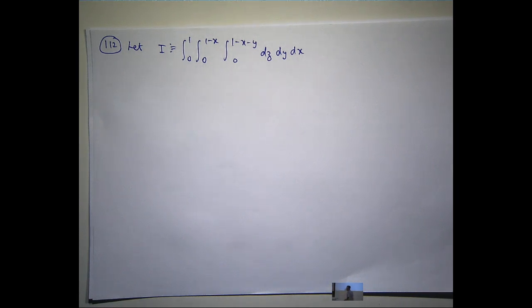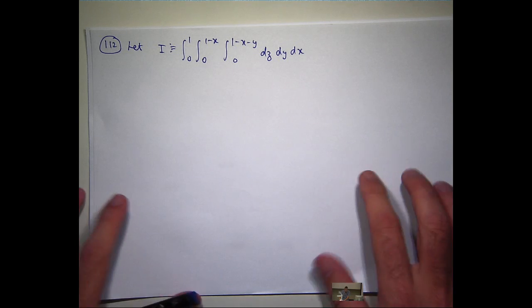Now, the first thing we want to do is evaluate it and then interpret the answer. Well, actually, I think I'm going to do it the other way around. I'm going to interpret I as a volume, and then I'll work out whatever I is. So let's have a look at our repeated integral.